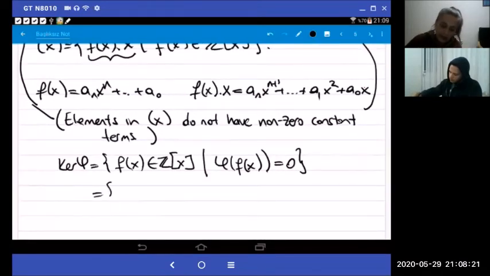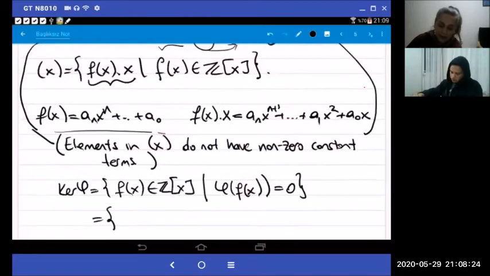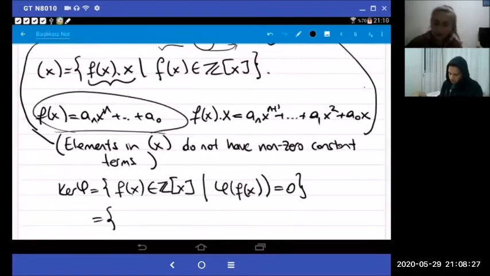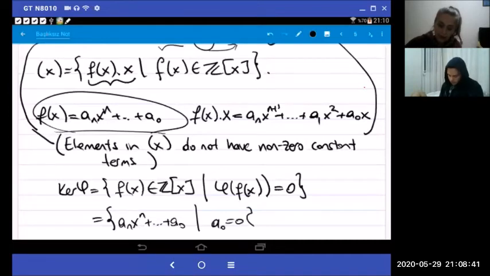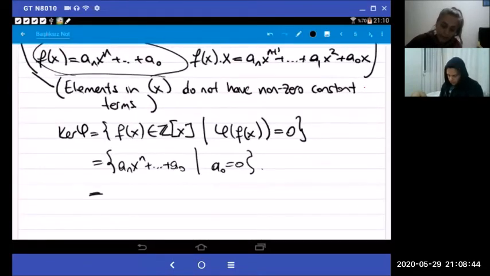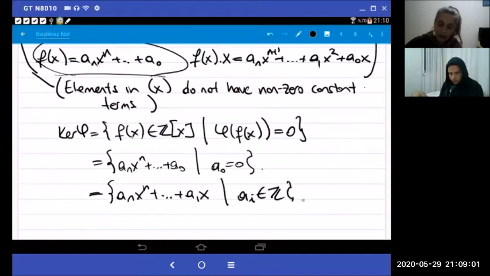So this means that this f, I'm going to use as a general expression, a_n x^n + ... + a_0, such that the image of such a polynomial is just its constant term. a_0 is equal to 0. And what does it mean? It means that you're left with the elements of the form a_n x^n + a_{n-1} x^{n-1} + ... + a_1 x, such that each a_i comes from Z.